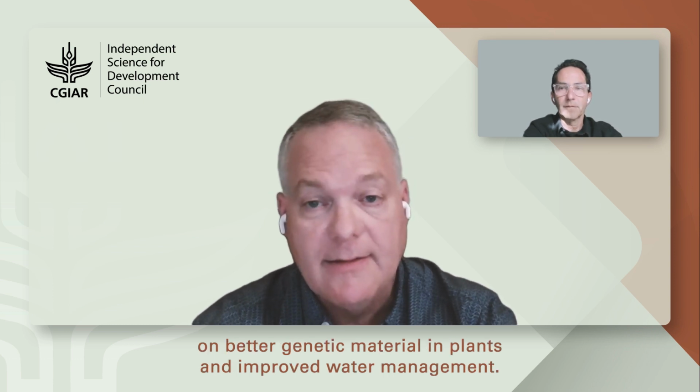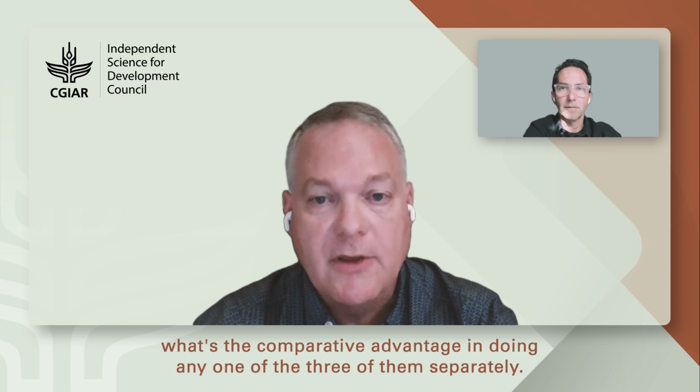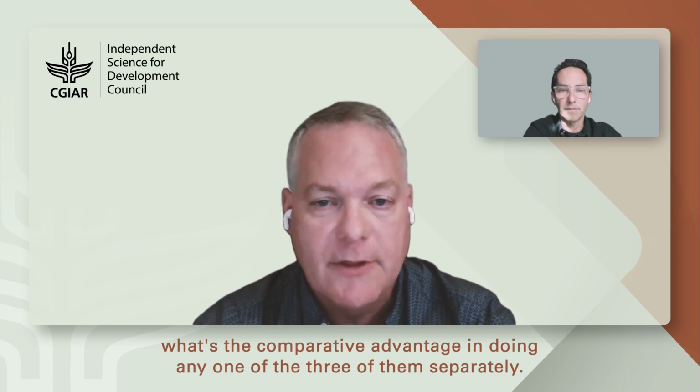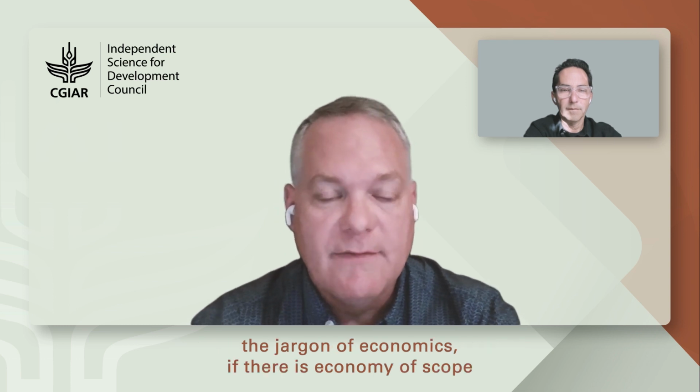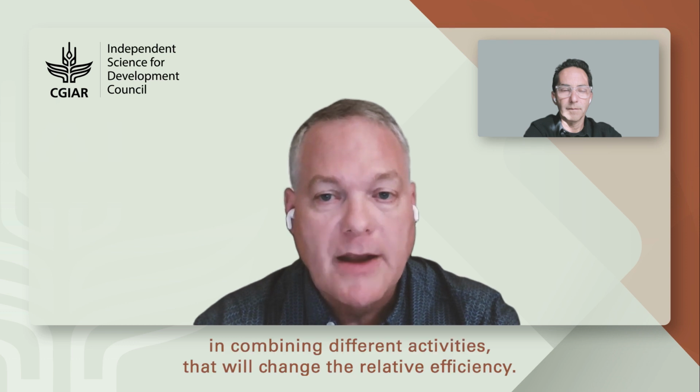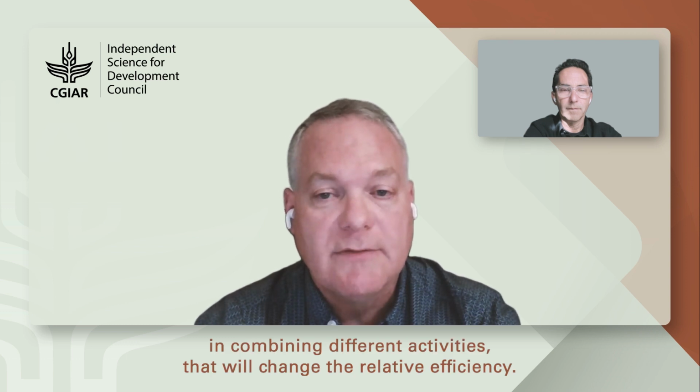And your point, Josh, actually raises a broader question and concern that some people might have about comparative advantage as applied to CGIAR. People will rightly recognize that there is considerable synergy in working on, for example, improving soils while also working on better genetic material in plants and improved water management. We can think of these as three tasks, and one can think about what's the comparative advantage in doing any one of the three of them separately. But if there's some synergy among them, to use the jargon of economics, if there's economy of scope in combining different activities, that will change the relative efficiency.